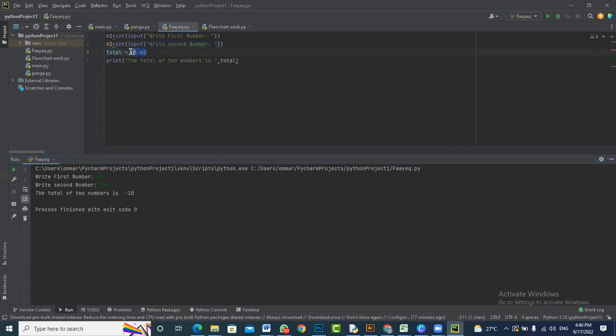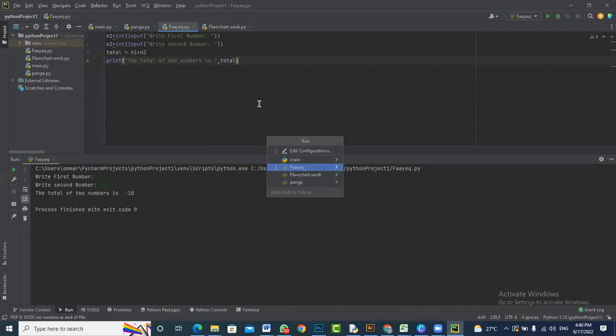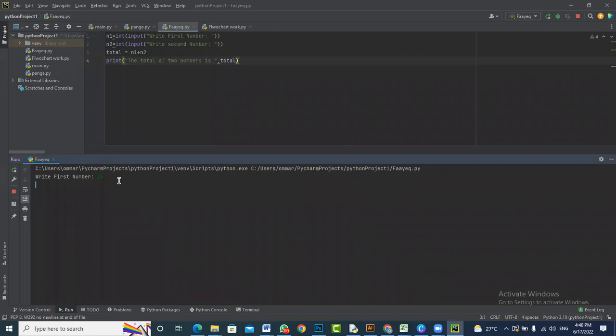We want to add the numbers, and this is not the logic for that. We added a negative. If we want to add the numbers, you have to use plus here. That would add your numbers. Now when I try to run this program, it would work certainly fine. See, now it is working fine. Got it?